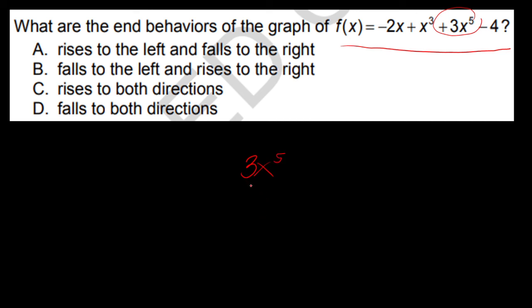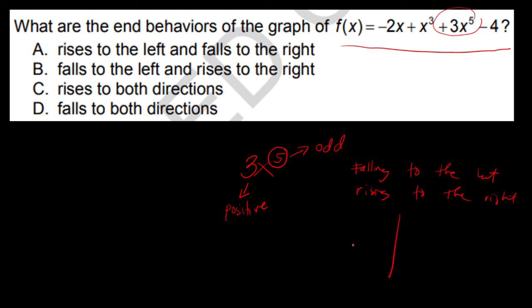If that's the case, observe the leading coefficient. The leading coefficient is positive and the degree is odd. So, if it is odd, it must be falling to the left and then rising to the right. So, its graph is falling to the left and rising to the right. So, that is the behavior of its graph. Now, where is the correct answer? Letter A, rises to the left and falls to the right. Wrong. Falls to the left and rises to the right.